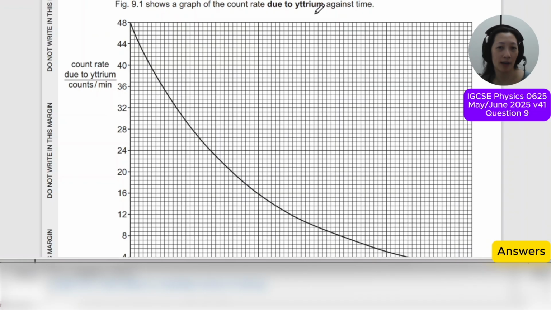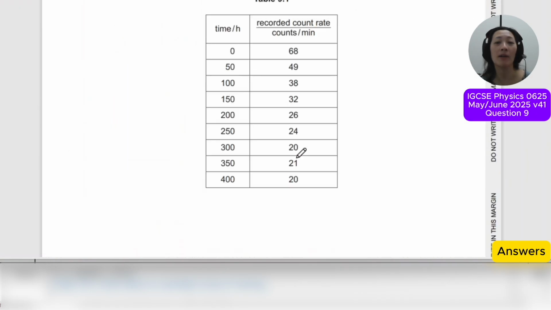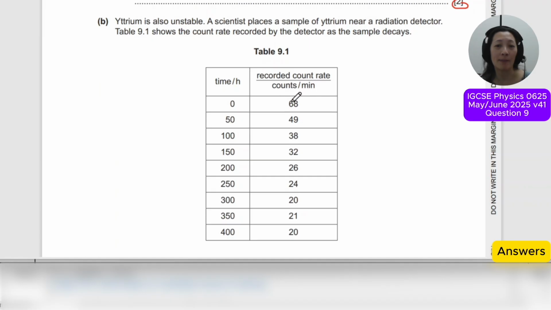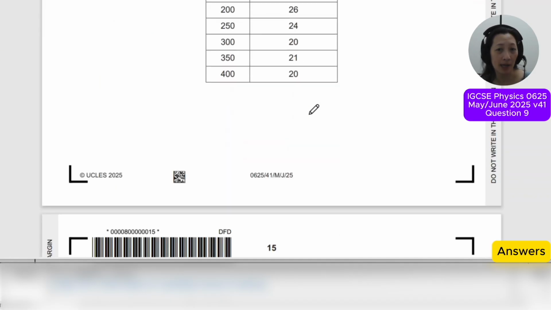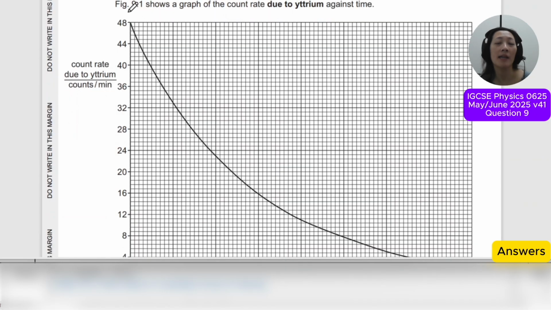A second hint which you can use, which is not in all questions but exists in this question, is to check against the table of data. So this is one of those rare questions which not only has a graph but also has the table of data. You can see that in table 9.1, the recorded count rate starts from 68 counts per minute, but this graph starts from 48. The difference obviously is because it has already deducted the background radiation.